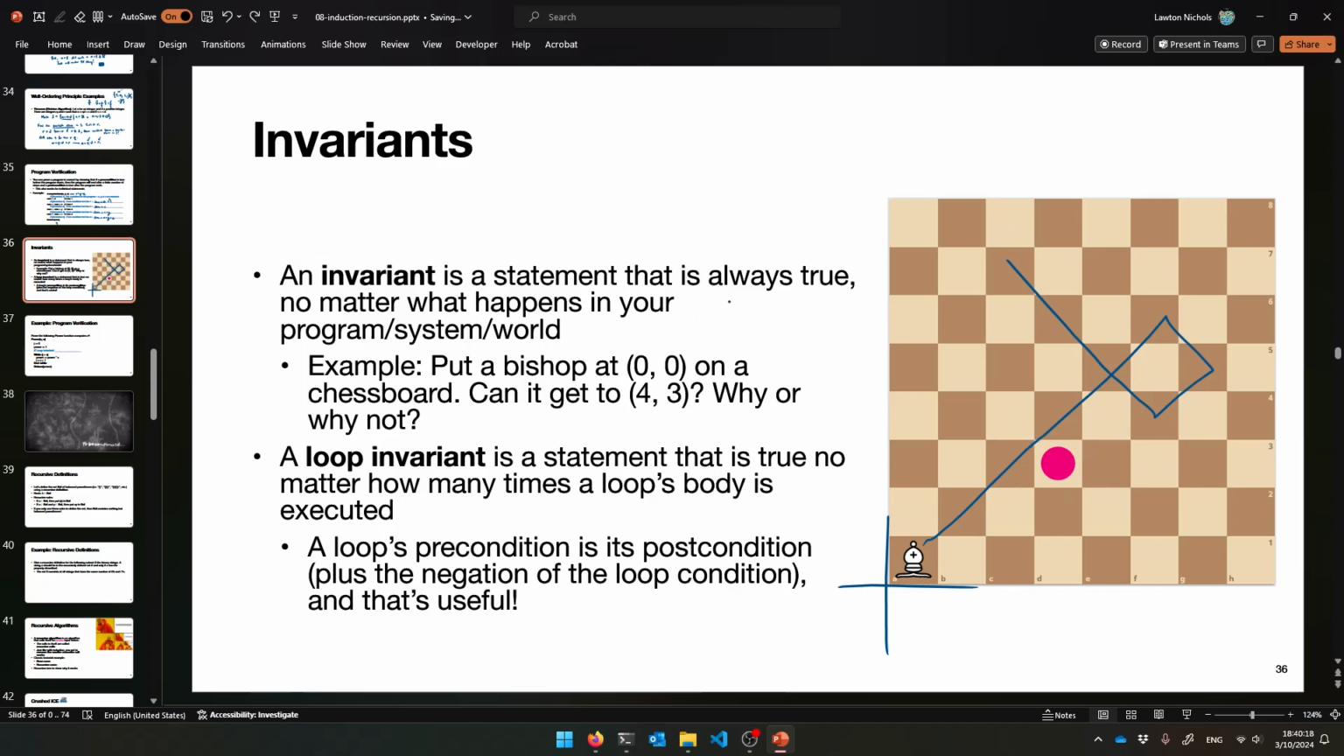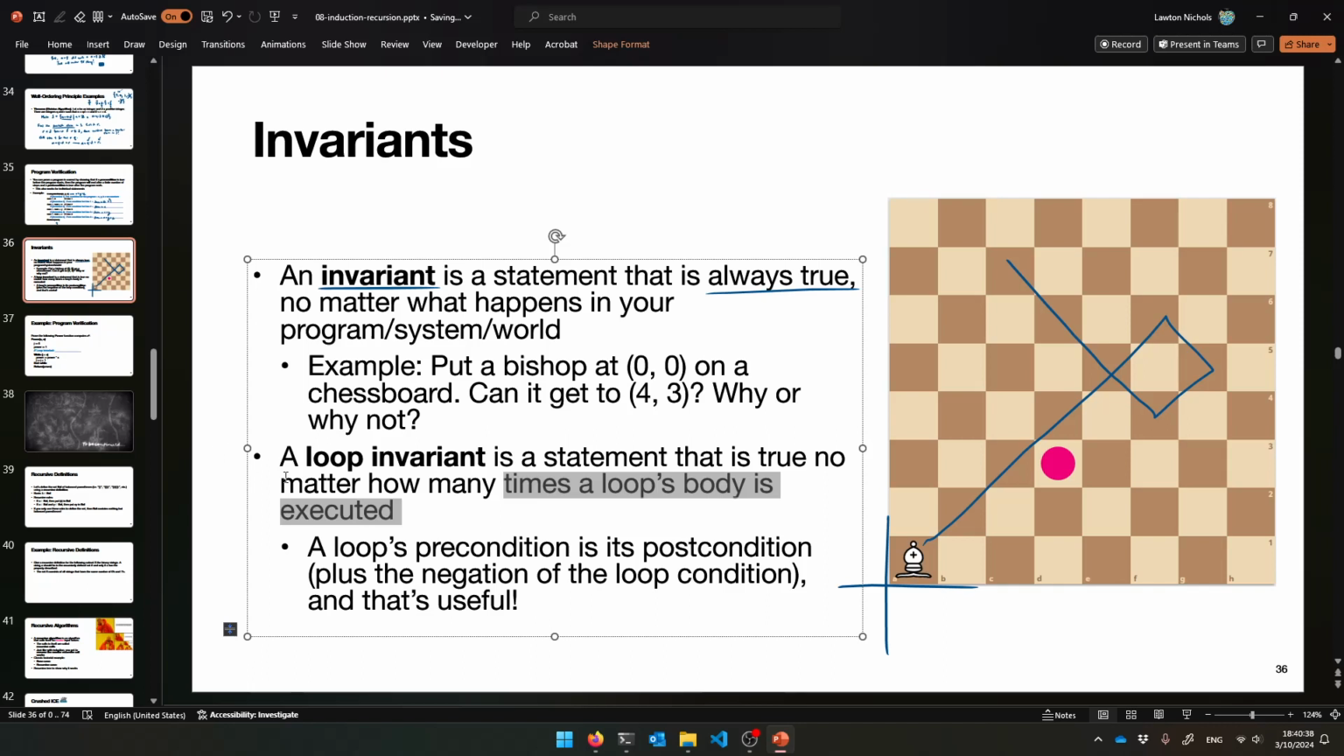It's a statement that's always true, no matter how many moves I've made with this bishop. It doesn't matter. That's the secret, right? So that leads us to the concept of loop invariance. That's going to help us prove stuff about loops. A loop invariant is a statement that you can make. It's true no matter how many times you've run the body of your loop, all right?